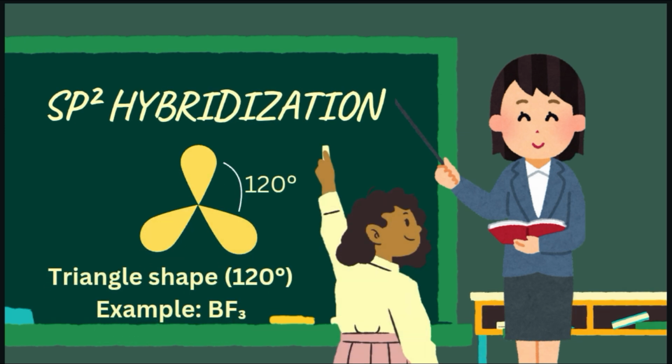Now let's move to sp2 hybridization. Here, one s orbital and two p orbitals mix together. This forms three sp2 orbitals. These orbitals arrange themselves in a triangular shape with an angle of 120 degrees. A good example is BF3. So remember, sp2 means trigonal planar shape.